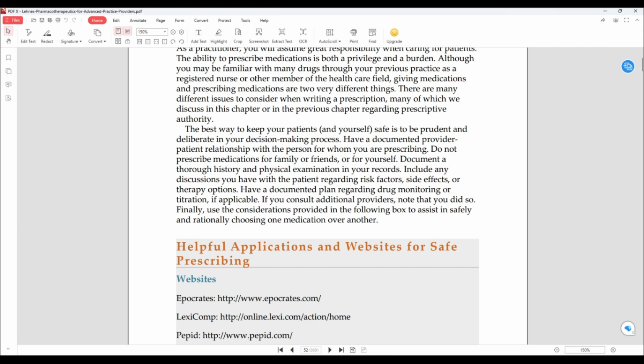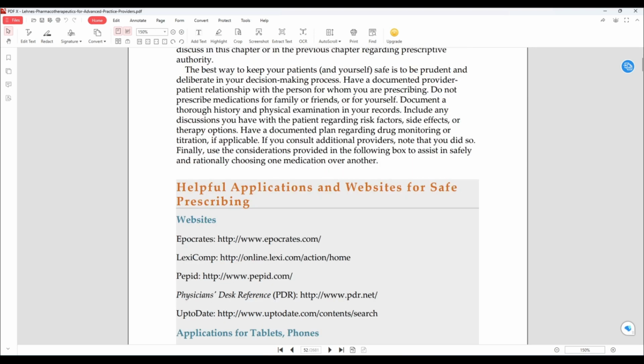Do not prescribe medications for family or friends or for yourself. Document a thorough history and physical examination in your records. Include any discussions you have with the patient regarding risk factors, side effects, or therapy options. Have a documented plan regarding drug monitoring or titration if applicable. If you consult additional providers, note that you did so. Finally, use the considerations provided in the following box to assist in safely and rationally choosing one medication over another.